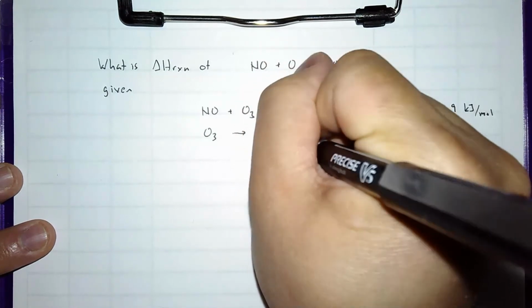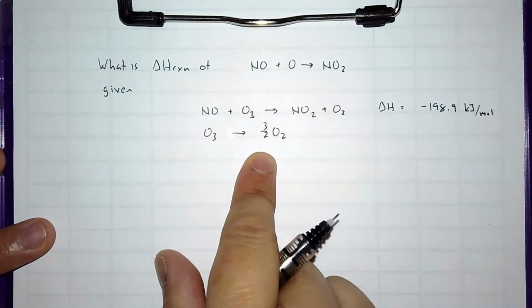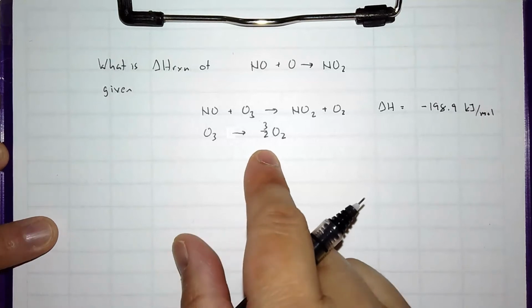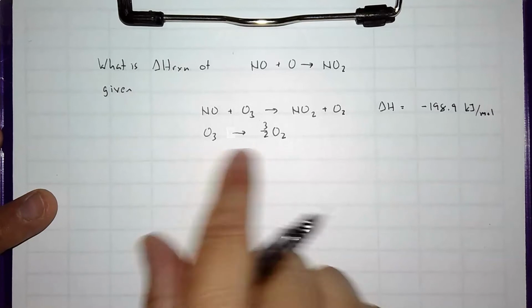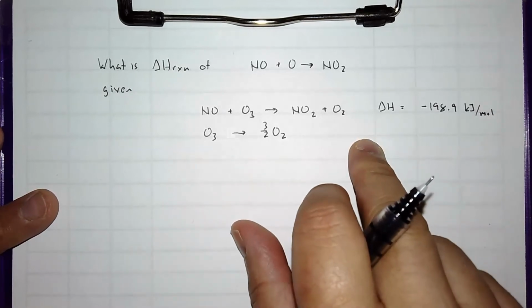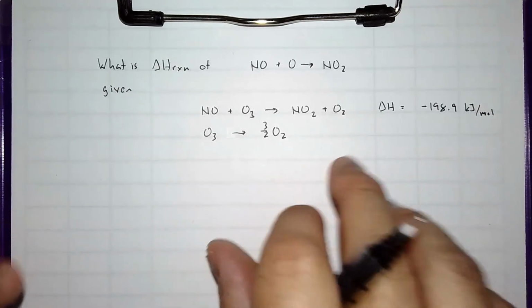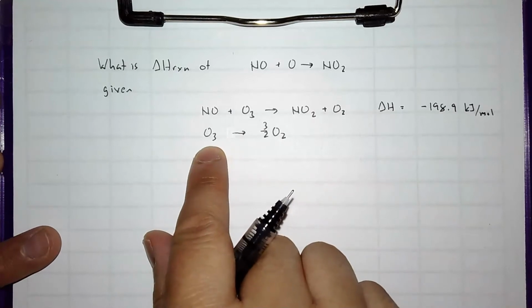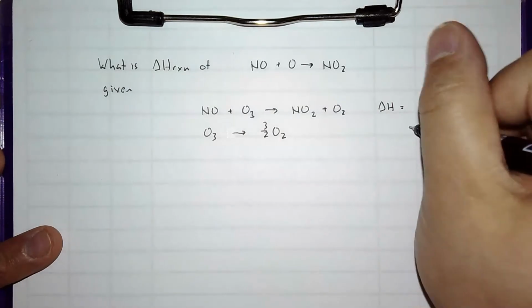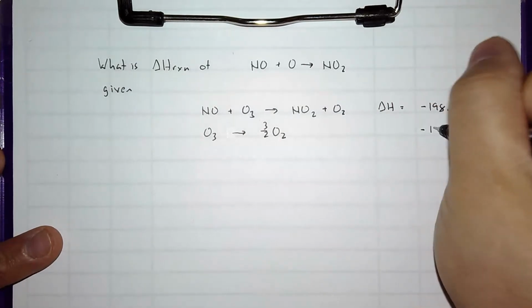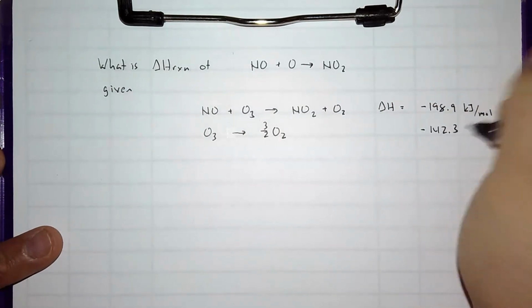This is a little bit strange, but we have 3/2 O2. Normally when you balance an equation, you want to keep it as whole integers, but I believe that this is done because the associated enthalpy was per mole of O3. So they force this to be coefficient over 1. Delta H equals negative 142.3, and same units.